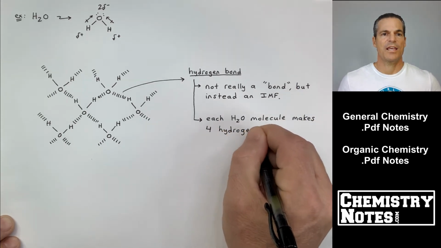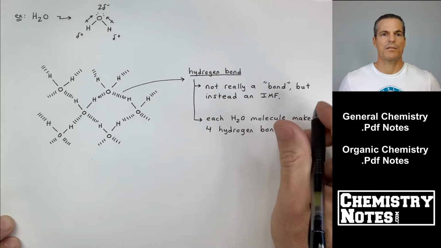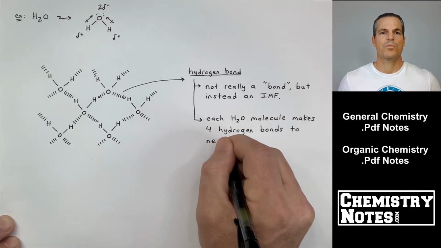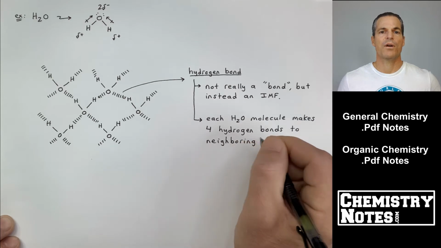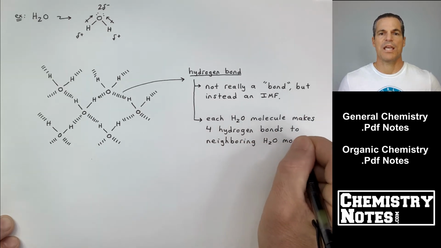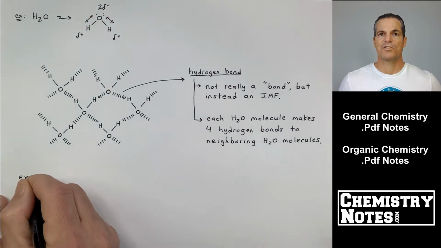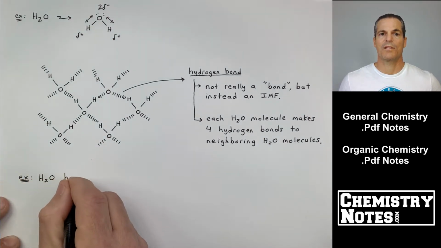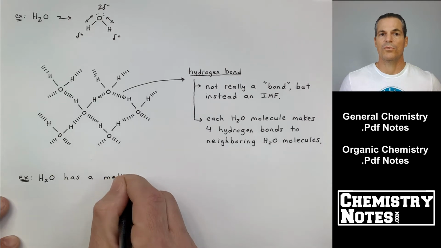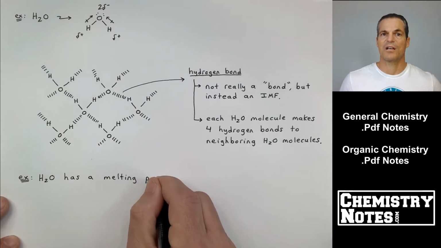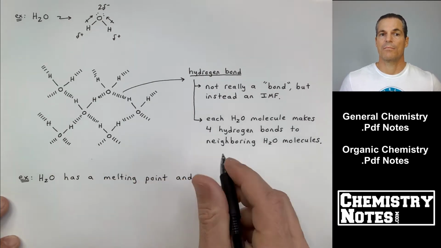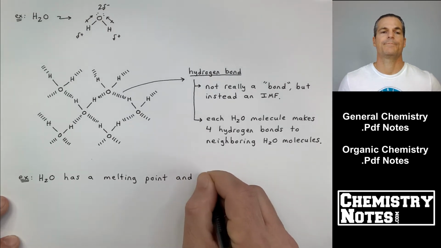And if you look at any of the water molecules I've drawn in my little example, each water molecule makes 4 hydrogen bonds to neighboring H2O molecules. So you see that a delta minus oxygen on one molecule is going to be attracted to 2 of the delta plus hydrogens on nearby molecules of water, right?